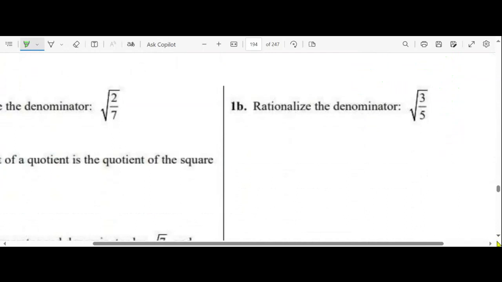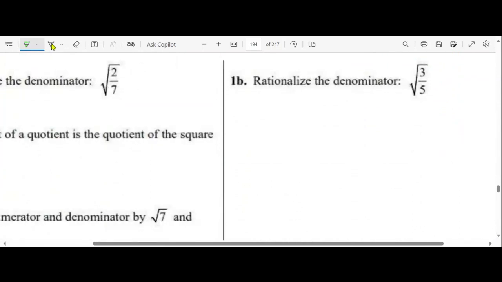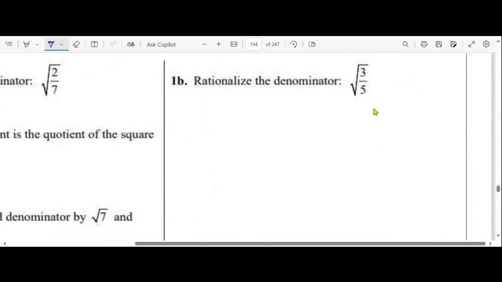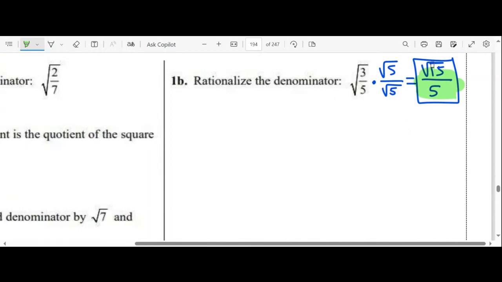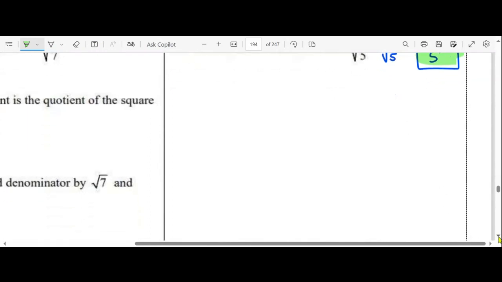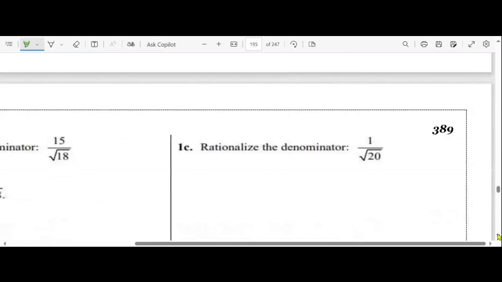Next one. Yalla, who can tell me what's the answer? Square root of 15 over 5. Easy? Yalla, next one. Square root of 20 over 20.